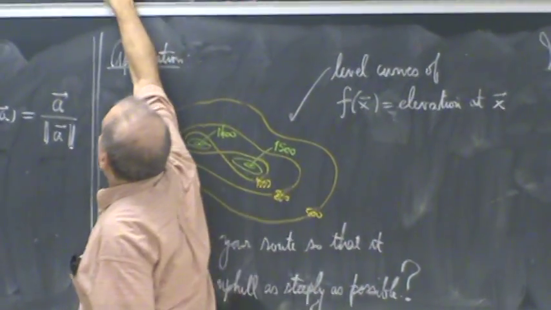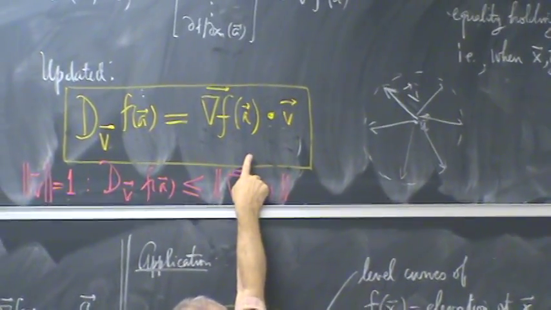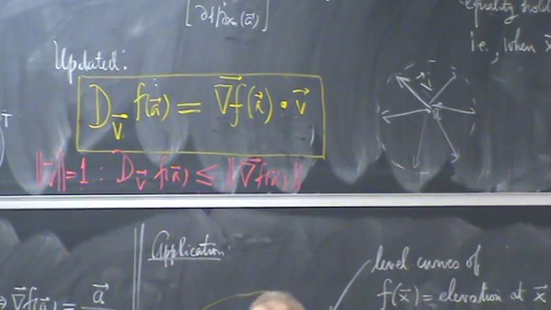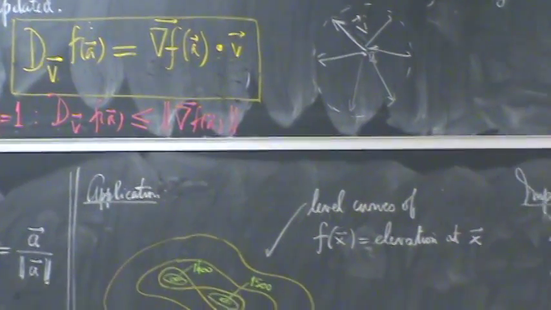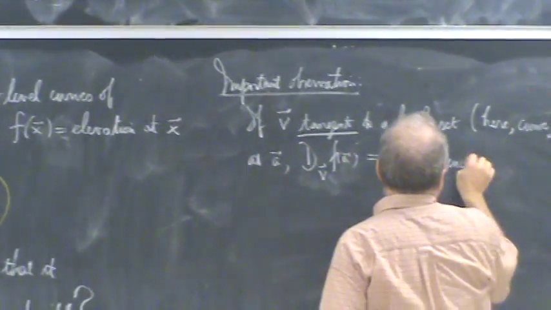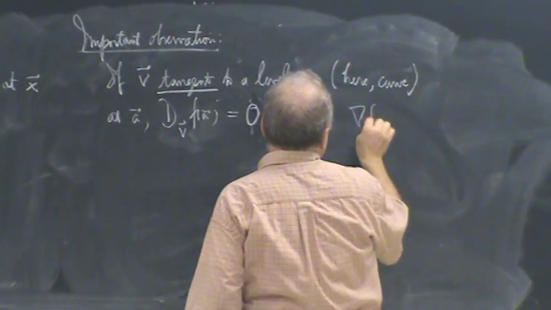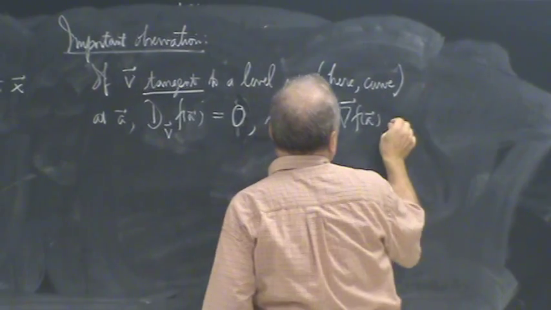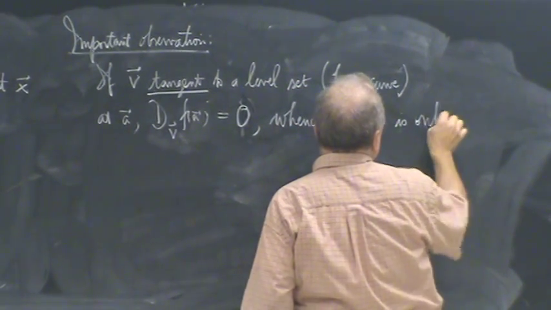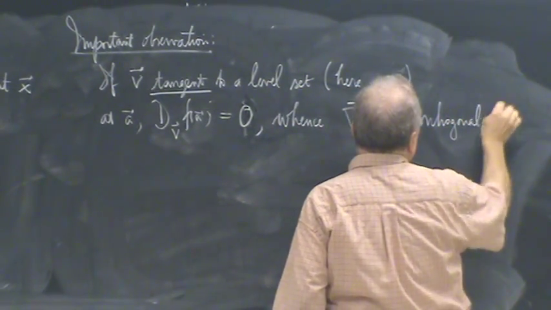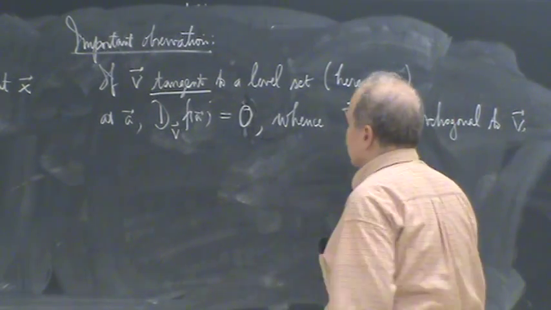So if this is 0, what has to be true about those vectors? They have to be perpendicular. So from this we conclude that the gradient is orthogonal to v. Well, that makes sense intuitively.